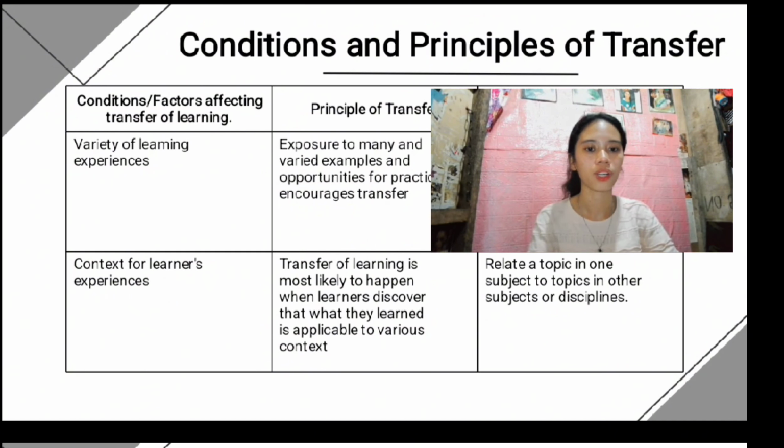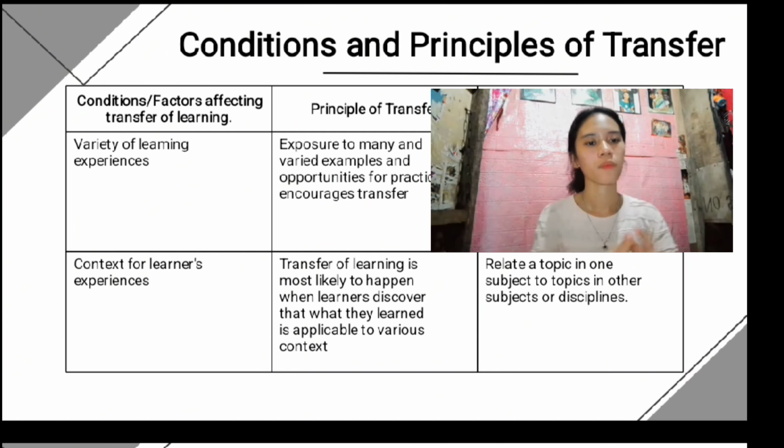The second example is context for learners' experiences. The context of learner experiences has a principle of transfer and implications. The principle of transfer is that transfer of learning is most likely to happen when learners discover that what they learned is applicable to various contexts. The implications are to relate a topic in one subject to topics in other subjects or disciplines.